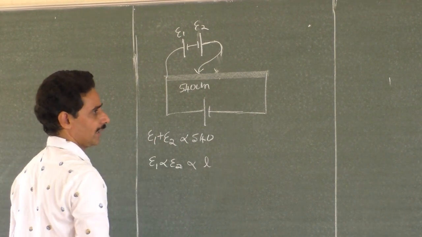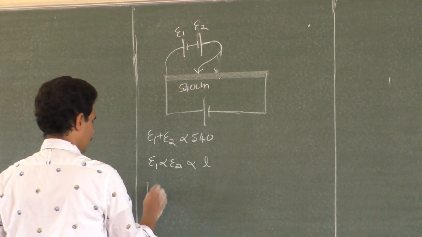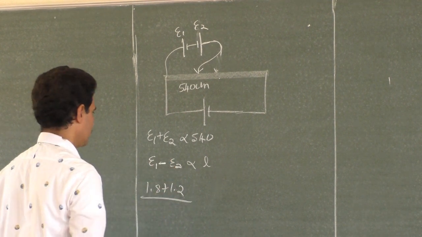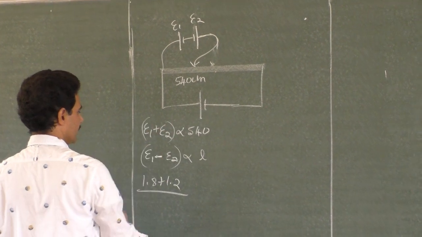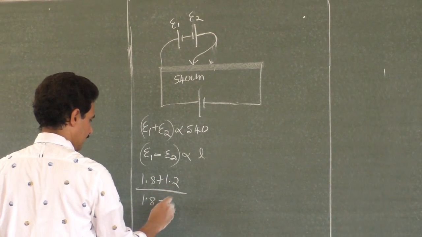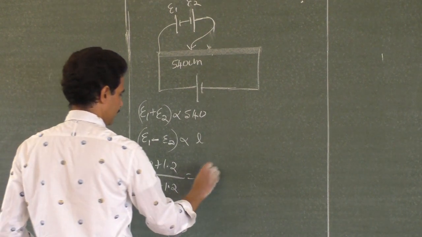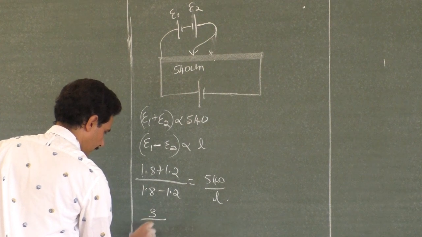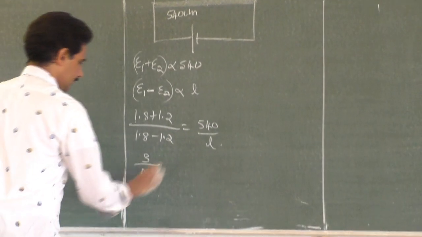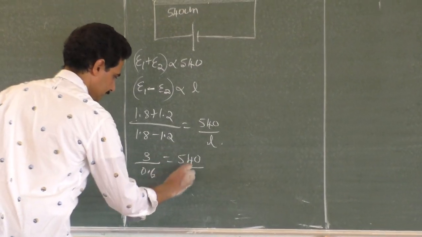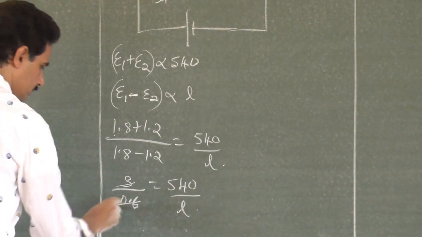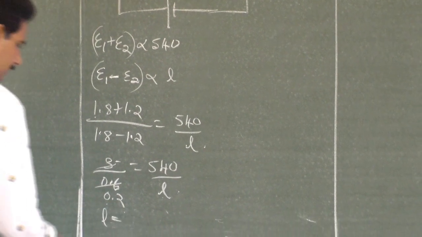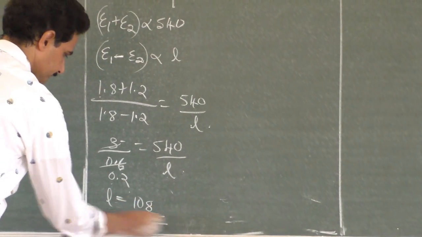E1 plus E2, so I can write the value 1.8 plus 1.2, divided by E1 minus E2, which is proportional to L. 1.8 minus 1.2 is equal to 540 divided by L. This is 3.6. Am I right? Yes, that is equal to 540 by L. And this is 0.2. Bring this here, L here. L is equal to, this will be 810.